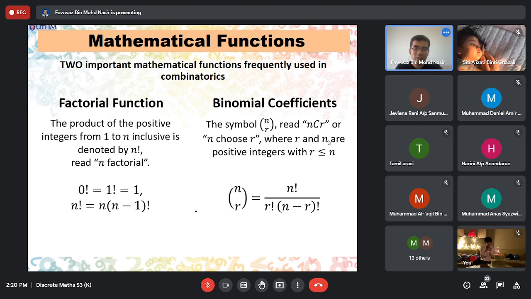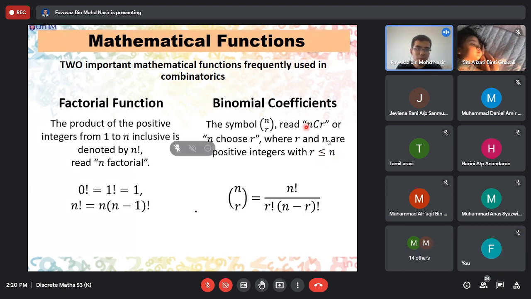Kemudian satu lagi function yang penting ialah binomial coefficient. Okay, so the symbol NR we should write like this. Okay, dalam brackets N ke atas R di bawah. We can read it as NCR, or N choose R. Okay, R and N are positive integers with R is less than or equal to N.